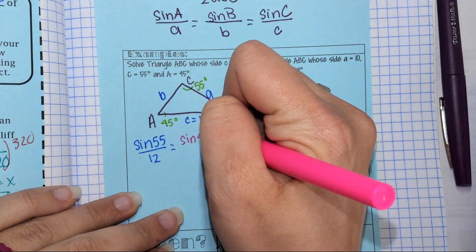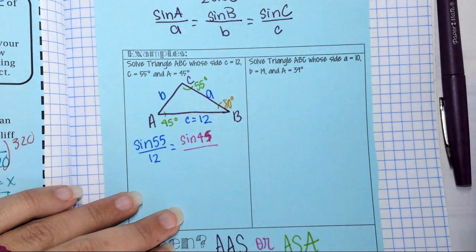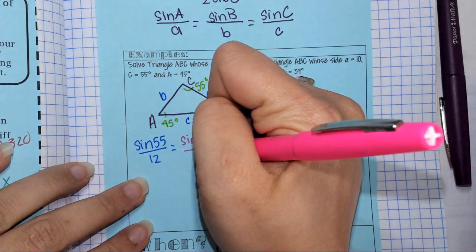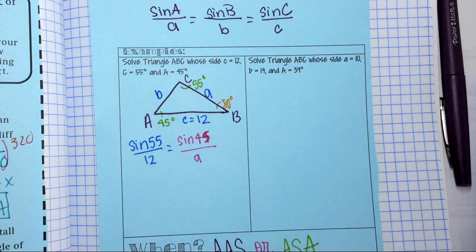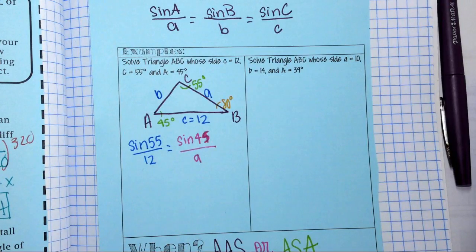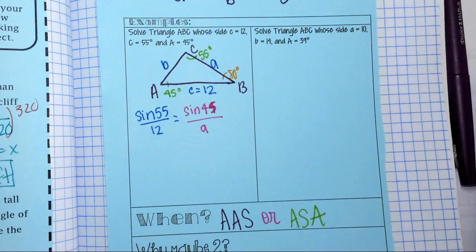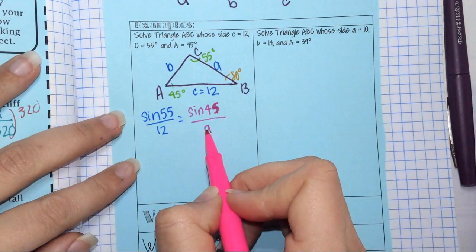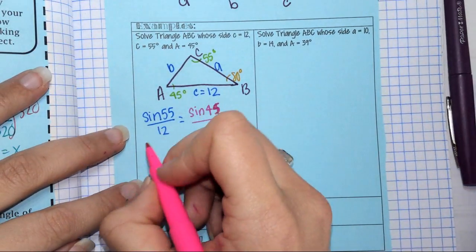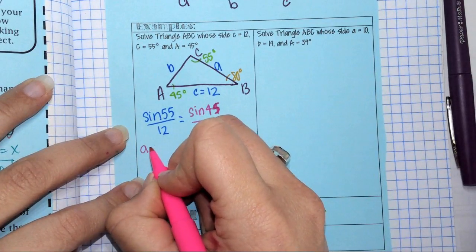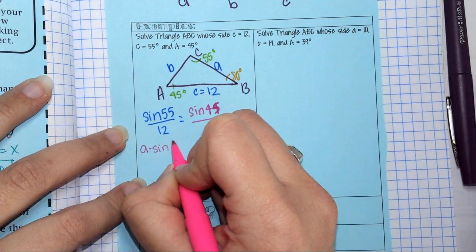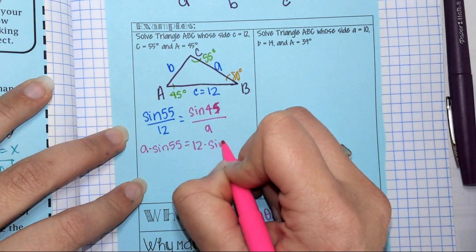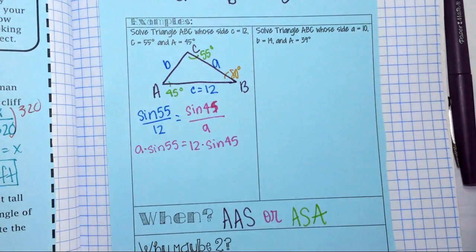Sine of 45 divided by, do we know what baby A is? So we just write baby A. When you have a proportion, you just set them equal to each other. And now how do we solve that? Cross multiply. So what am I going to multiply A by? Sine of 55. So A times the sine of 55 equals 12 times the sine of 45.